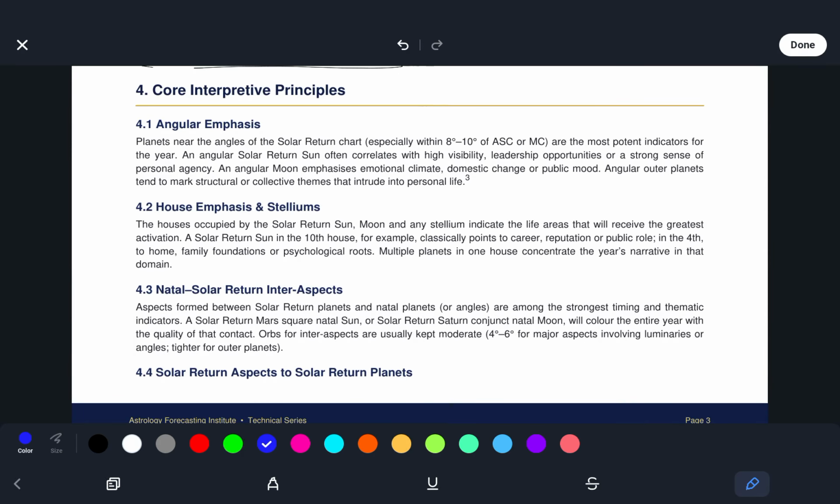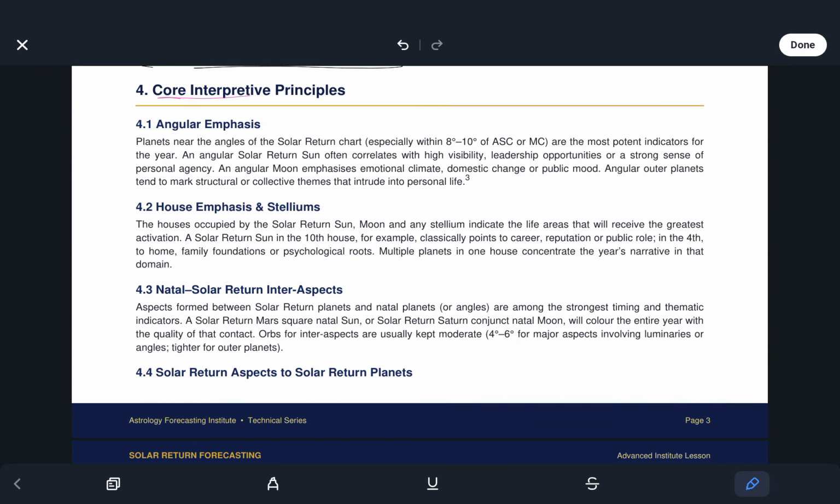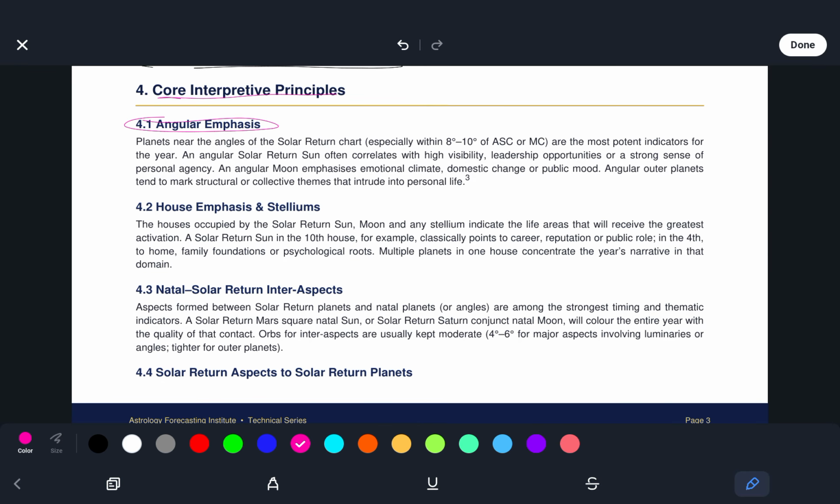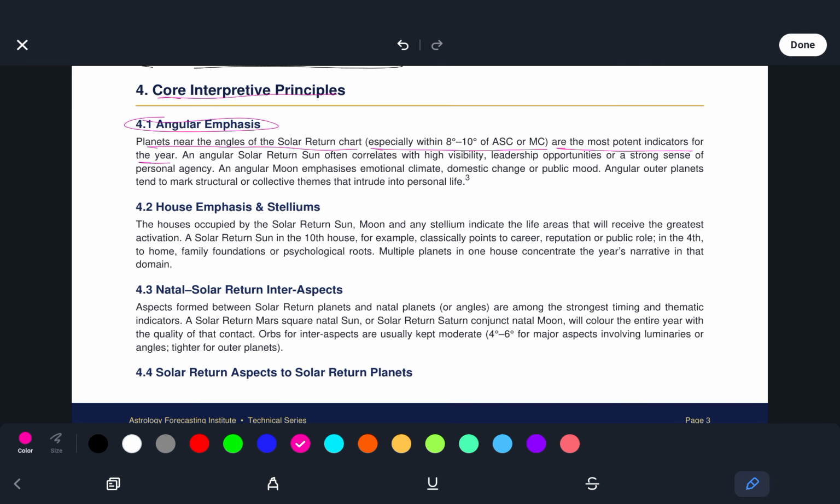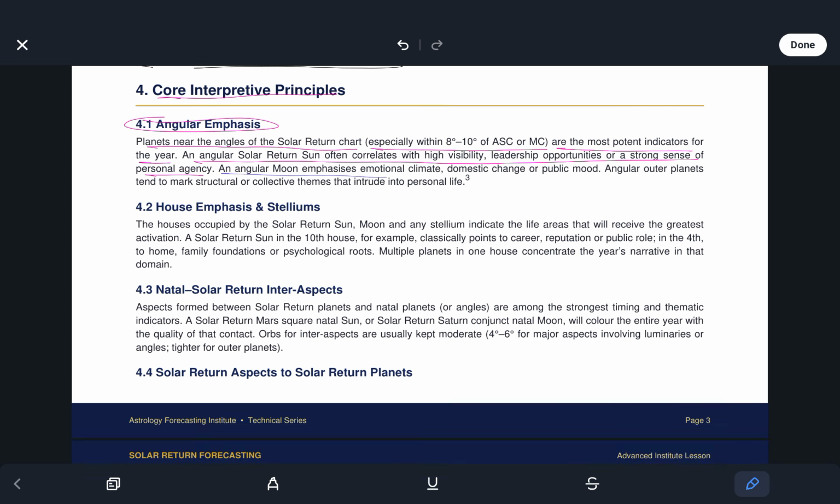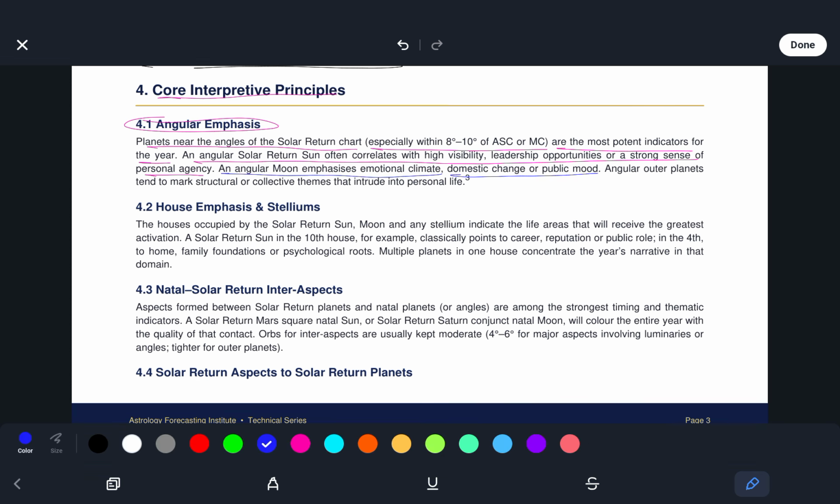Now we're going to look at core interpretive principles. So angular emphasis: planets near the angles of the solar return chart, especially within 8 through 10 degrees of the ascendant or midheaven, are the most potent indicators for the year. An angular solar return sun often correlates with high visibility, leadership opportunities, or a strong sense of personal agency. And we notice that an angular moon emphasizes emotional climate, domestic change, or public mood, while angular outer planets tend to mark structural or collective themes that intrude into personal life.